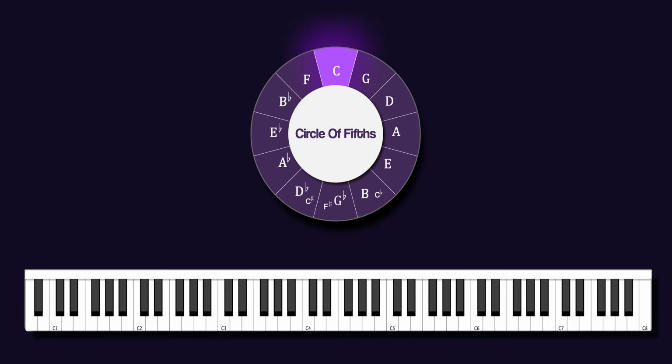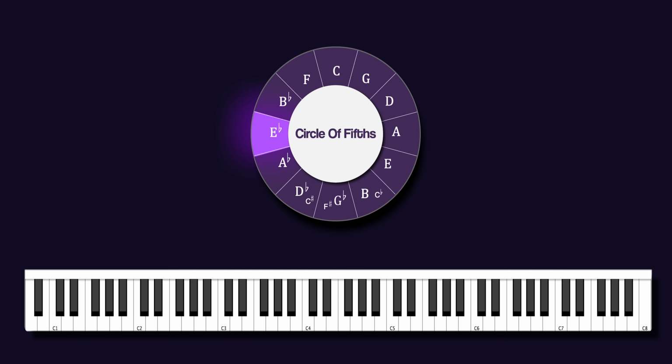So starting on C, we go up a perfect fourth to F. Now this C to F creates a 5-1 pattern, where C is the 5 of F. We go up another perfect fourth from F to B flat. Now we have another 5-1 pattern. F becomes the 5 of B flat. We go up another perfect fourth to E flat. B flat becomes the 5 of E flat, which is our new 1.